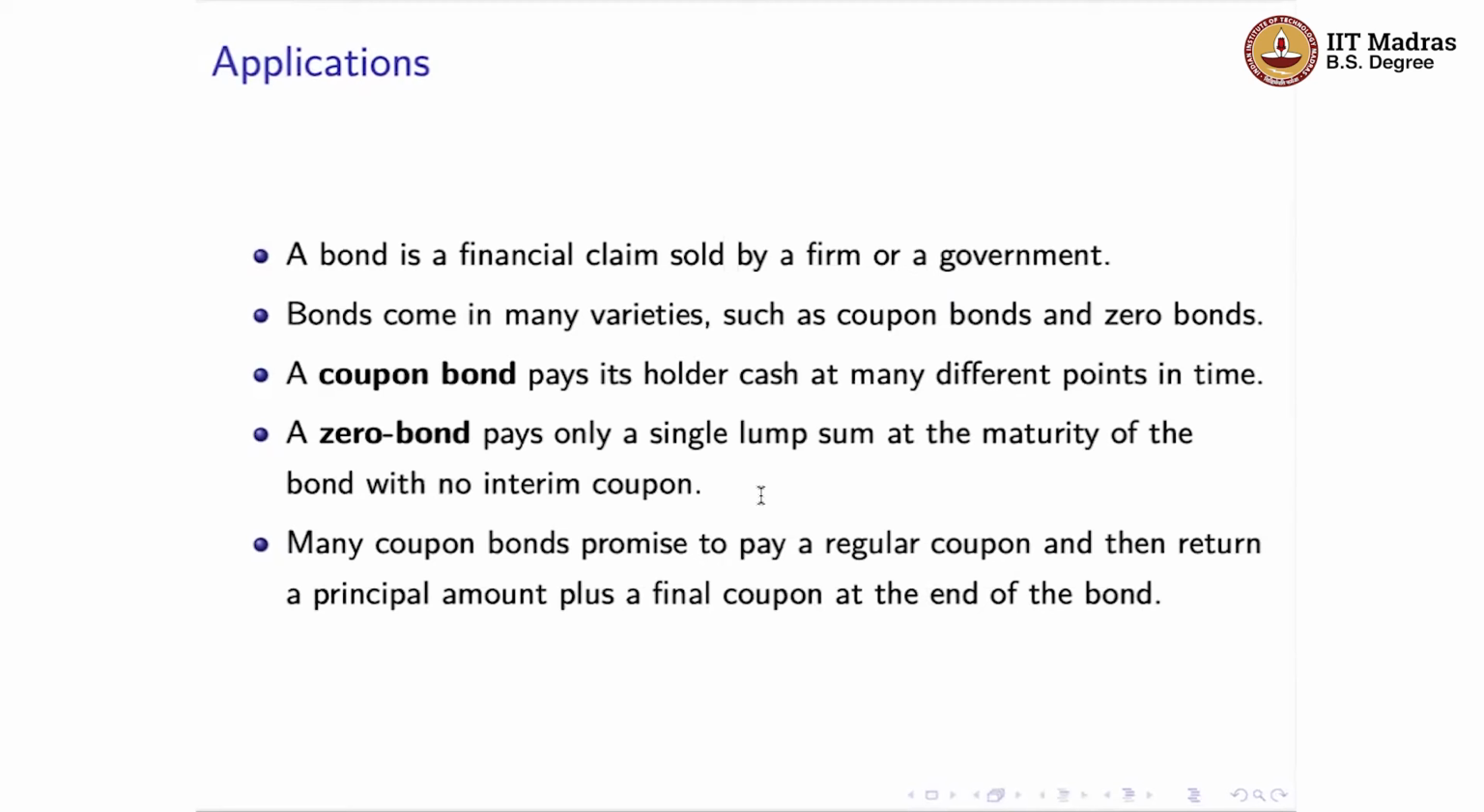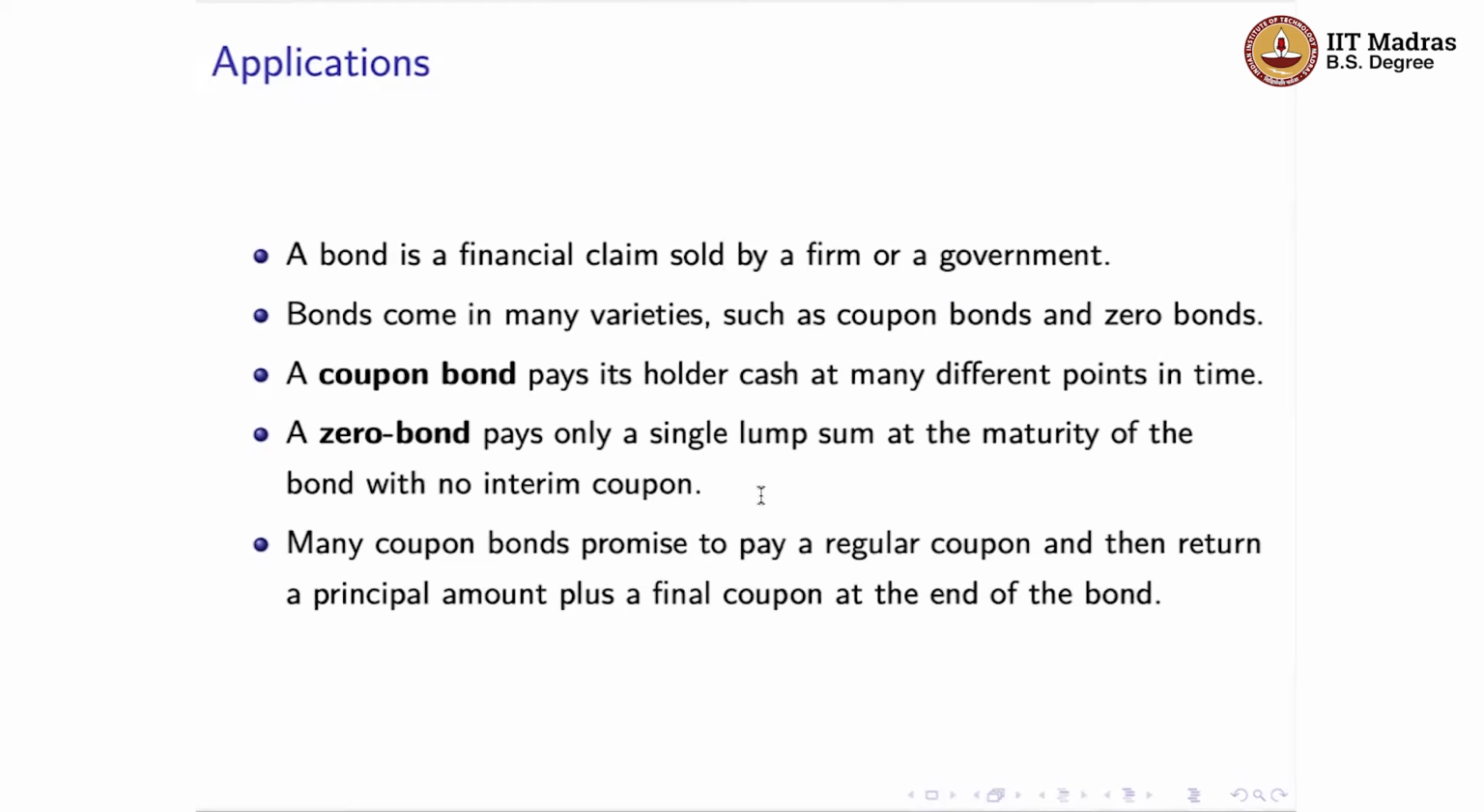So remember that a bond is a financial claim that can be sold by a firm or a government. And bonds come in varying varieties. And some of the terms that you hear are something called coupon bonds and zero bonds, right? So what is a coupon bond? So this is a bond which pays its holder cash at many different points in time.